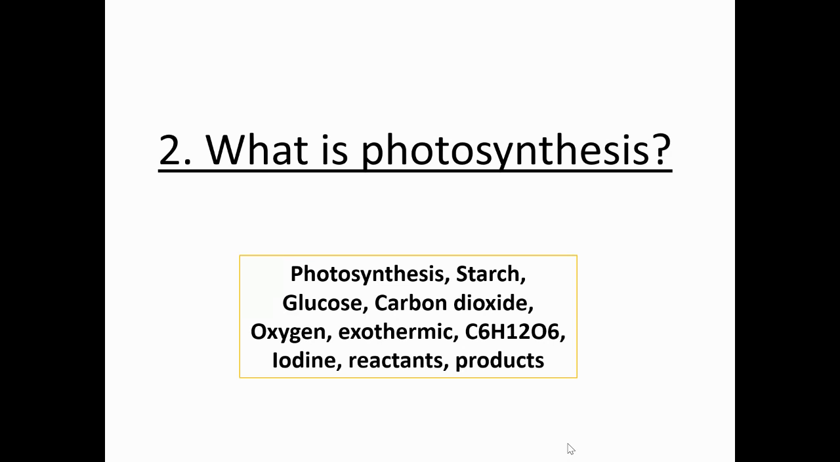The key words for today's lesson are photosynthesis, of course, starch, glucose, carbon dioxide, and oxygen. These are reactants and products for the photosynthesis reaction. Exothermic, in fact, that should be endothermic as well. C6H12O6, these numbers should be in subscript. You'll see that again in a minute.